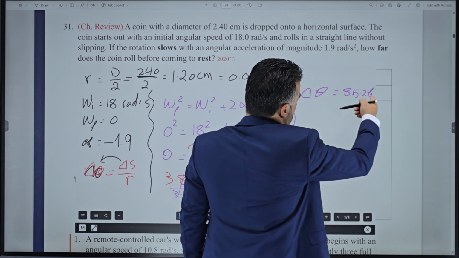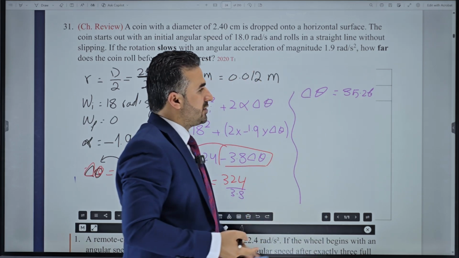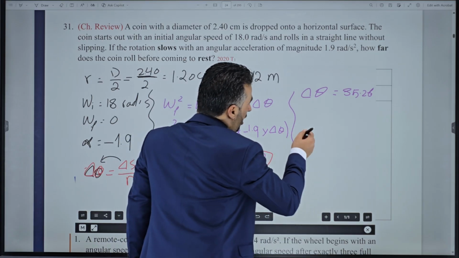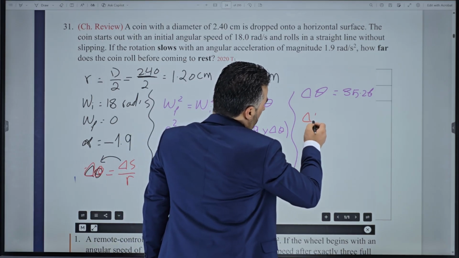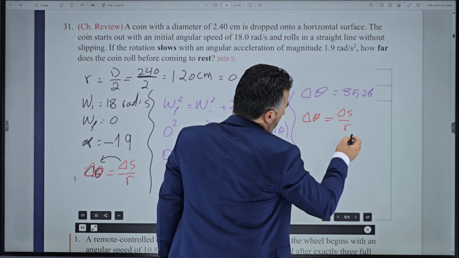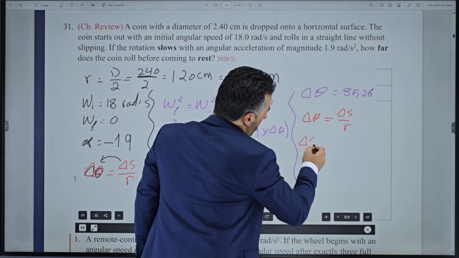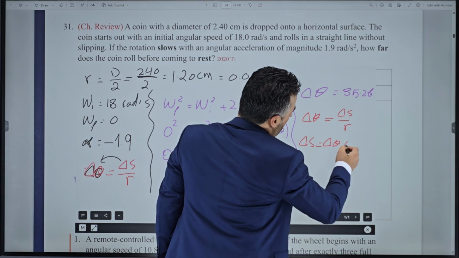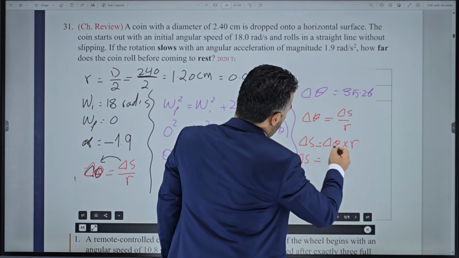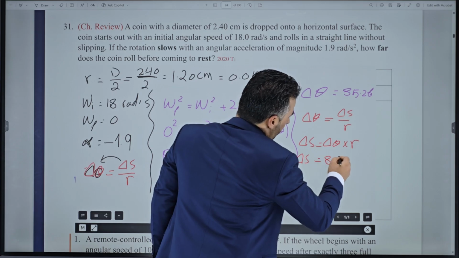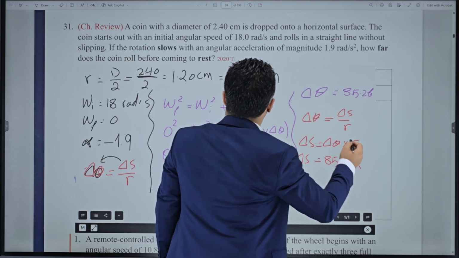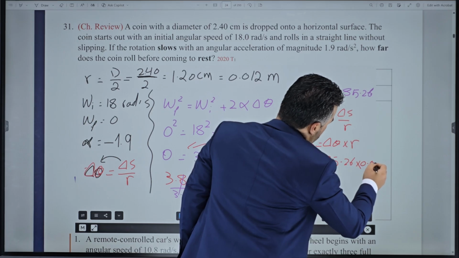But remember, this is the delta theta, which is in radian. But we don't want delta theta. We said we want the arc length. So once again, delta theta is equal to the arc length divided by the radius. Cross multiply: arc length is equal to delta theta times the radius. So one more time, the arc length is equal to 85.26 times, what is the radius we just found? In meter, it is 1.2.